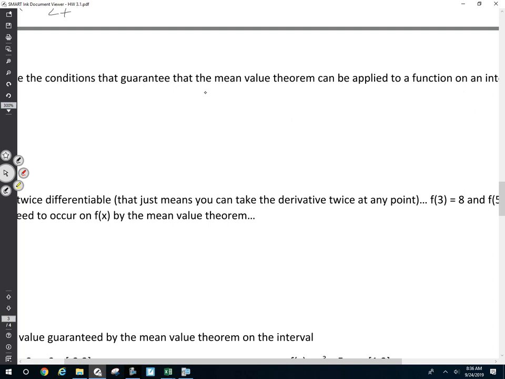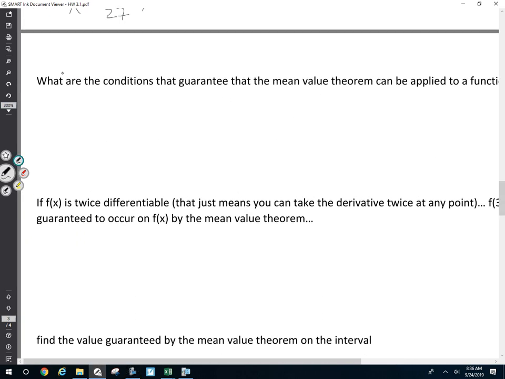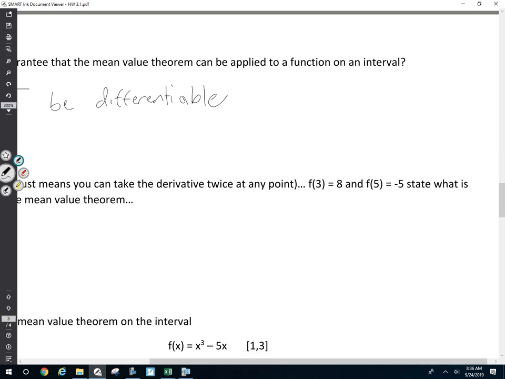What are the conditions that guarantee the mean value theorem can be applied to a function on an interval? The function must be differentiable. If the function is differentiable, then the mean value theorem applies. Recall the mean value theorem means start with 2 points, similar to the intermediate value theorem. Connect them in a smooth way. You are guaranteed to have a secant slope and a tangent slope that equal each other, or are parallel to each other, at least one.